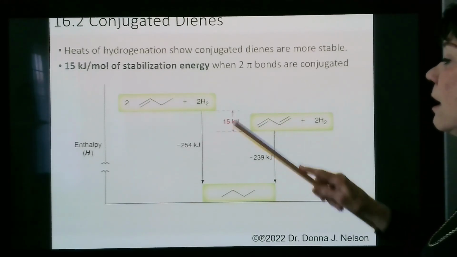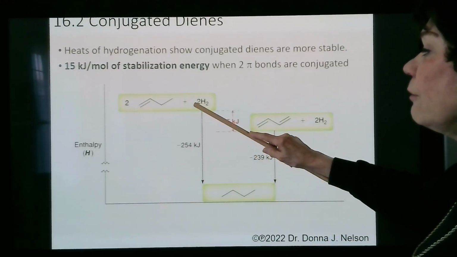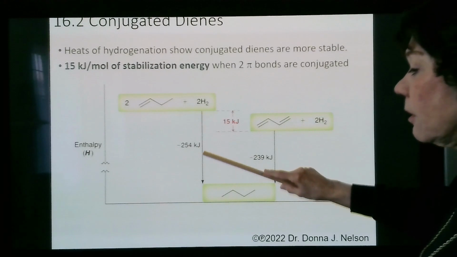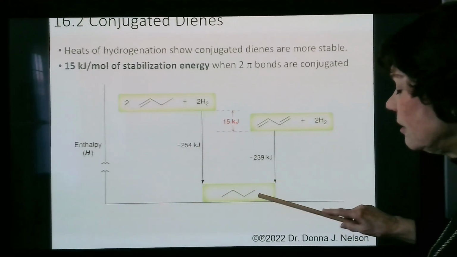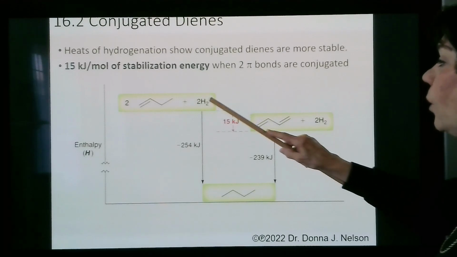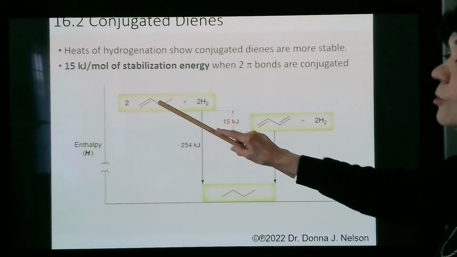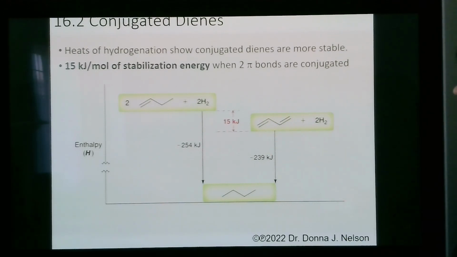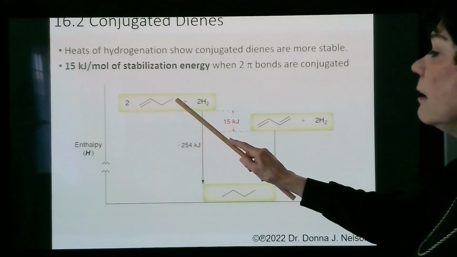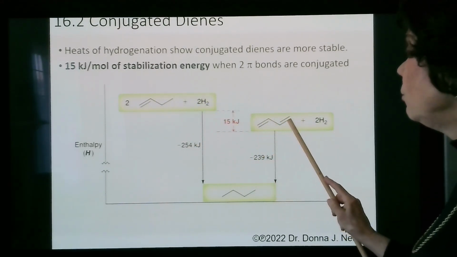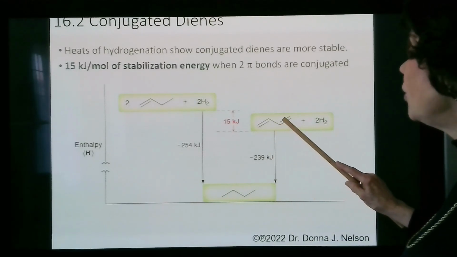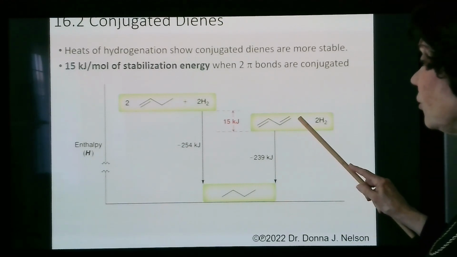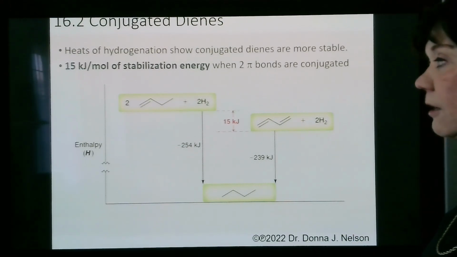And so we know that the former reaction started at a higher energy point because it gave off more energy to get to the same ending point. So we know that these two molecules combined are higher in energy than this one molecule. And of course, I'm just talking about the pi bonds in each of these two molecules. And so this shows that the difference is 15 kilojoules in energy. So that's the stabilization that is given by conjugation there.